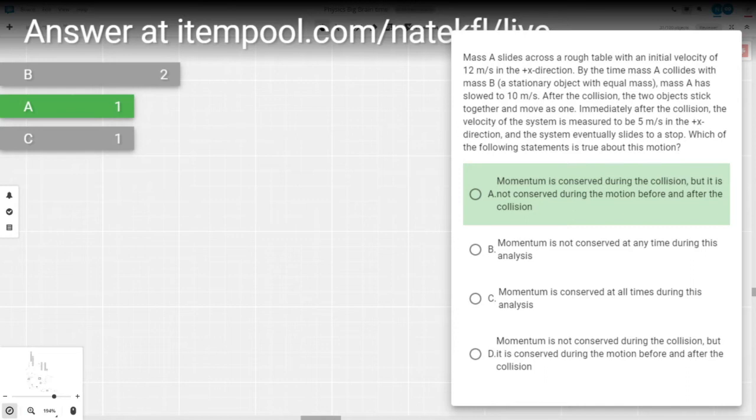Any questions? Wasn't there friction before though as well? Yep, that's why it says momentum is conserved during the collision, but it is not conserved during the motion before and after the collision. Oh, okay.